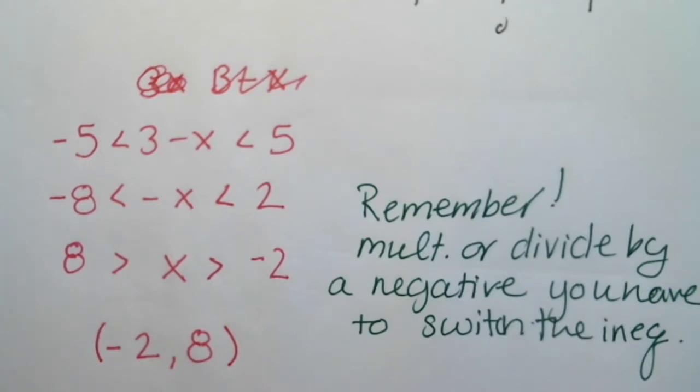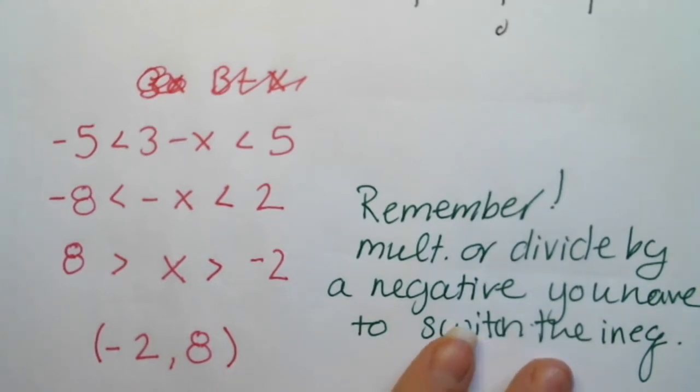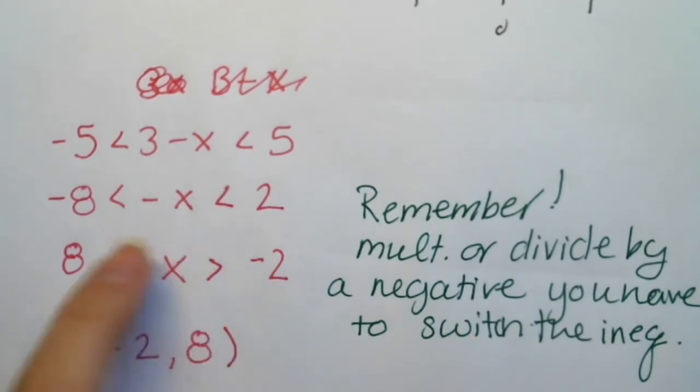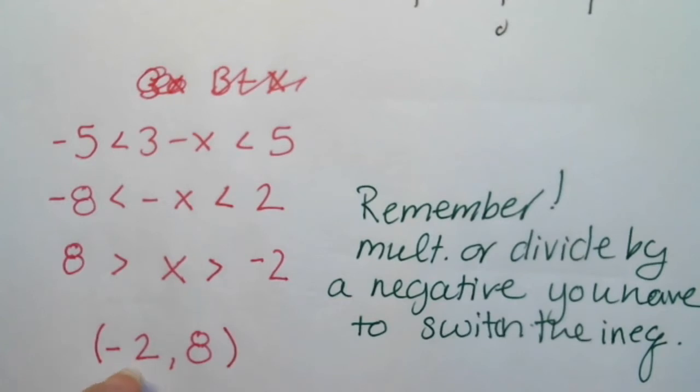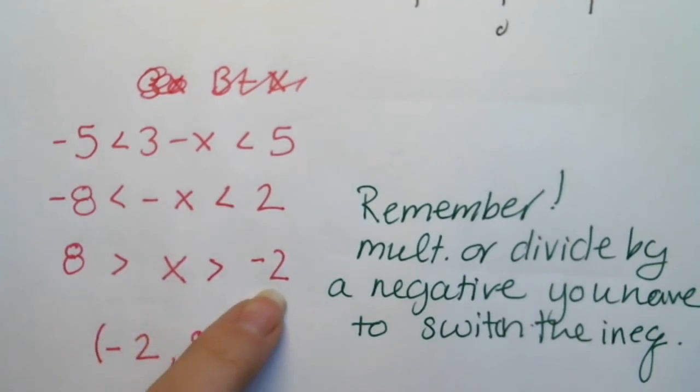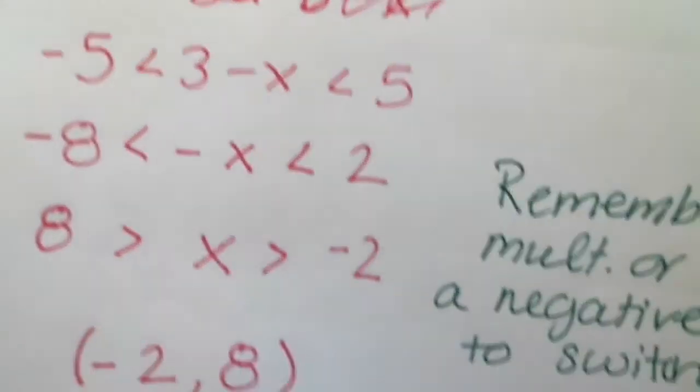All right, so two things to remember there. One, when you're doing an inequality and you're multiplying or dividing by a negative, you have to switch the direction of the inequalities. Then the second thing is, for interval notation, the smaller number goes on the left and the bigger number goes on the right, regardless of how they're oriented here. All right, let's go ahead and look at an example with one more step here.